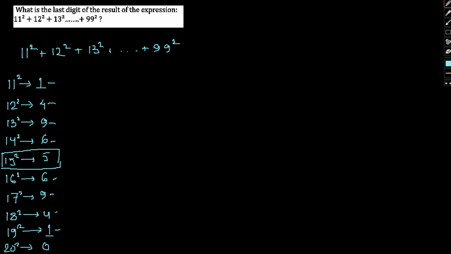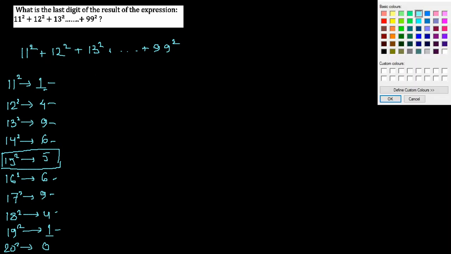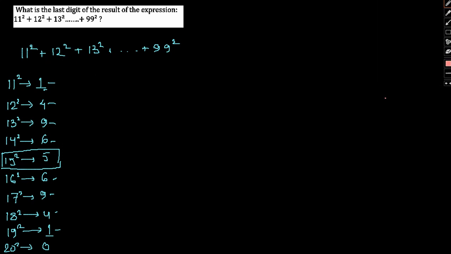Okay, let me just write this down. Let me use some rough space. We use a different color and a rough space so that this explanation is clear to you. Notice one thing. I'm taking 11's 1. I'm taking 12's 4. This gives us 5. I'm taking 13's 9, so it gives us 14. So I'm taking the unit digit 4. I'm taking 14's 6. 4 plus 6 is 10, so the unit digit comes out to be 0.